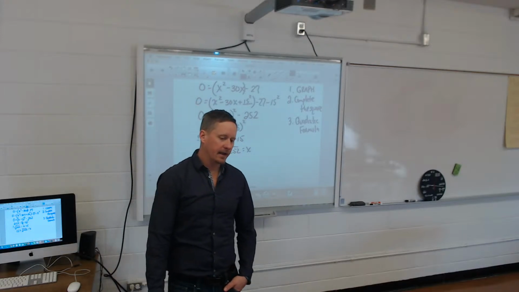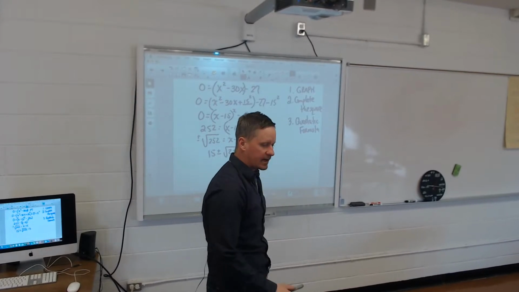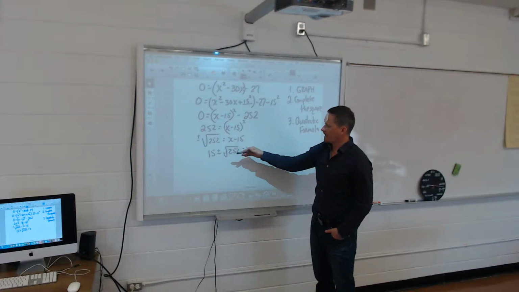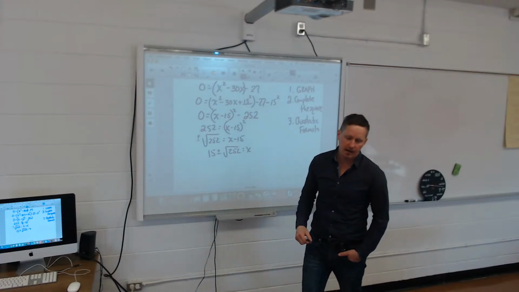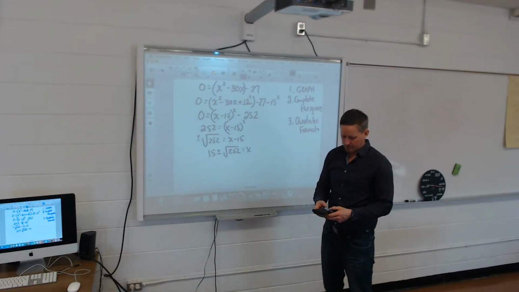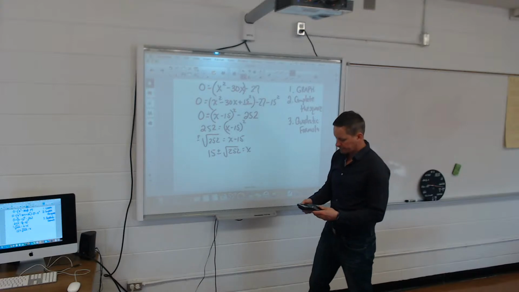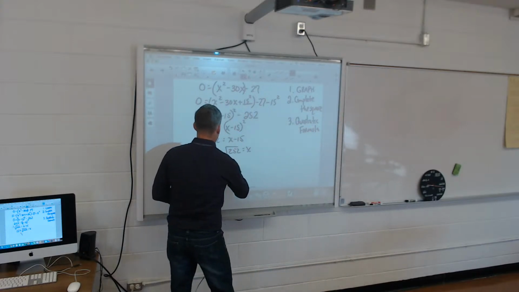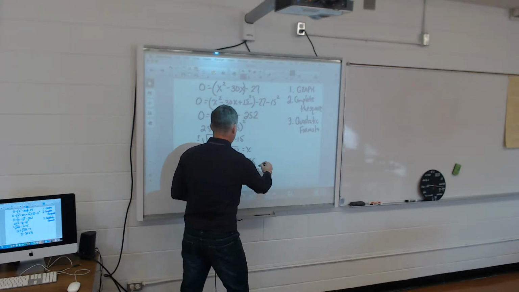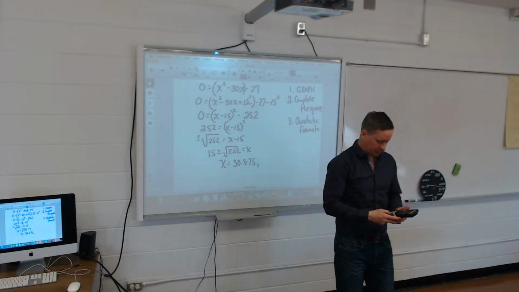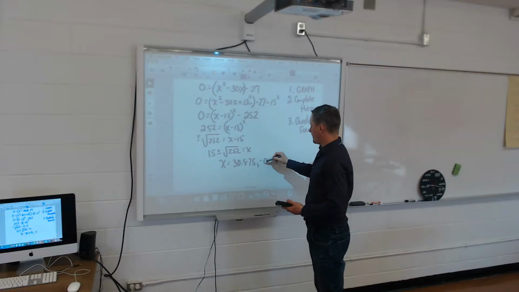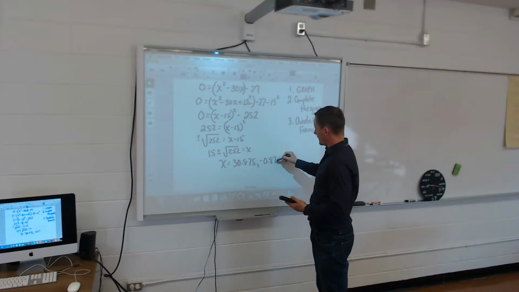Now, because I'm actually solving here, I would use my calculator to solve this question. So I would go 15 plus the square root of 252. So x is equal to 30.875. And then I do 15 subtract square root 252, and I'd end up with a minus here, which I clearly can't have.